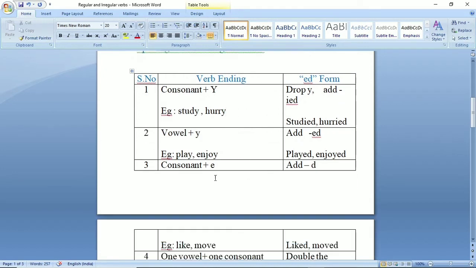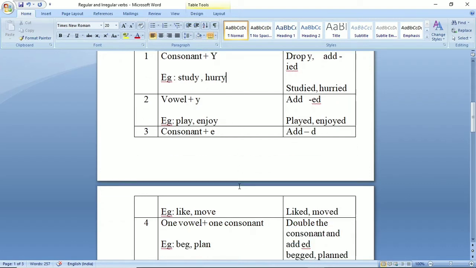Now let us see rule number 2, vowel plus Y. For example, see these two verbs. The last alphabet is Y and the second last is A, right? So what we will do, we will just add ed after the last alphabet, that is after Y. So play becomes played and enjoy becomes enjoyed.